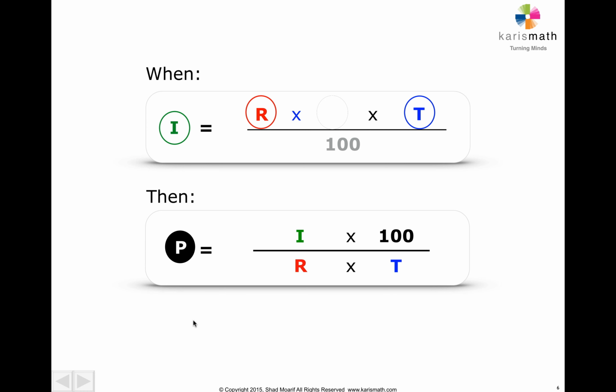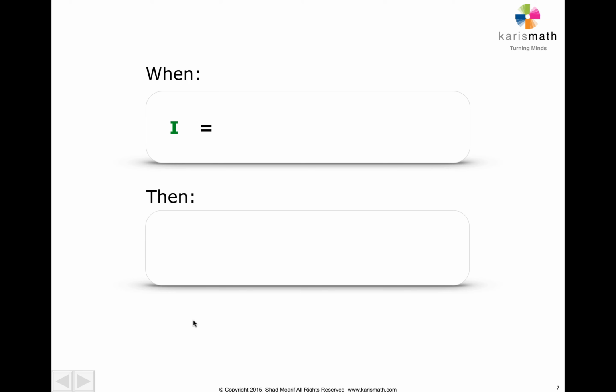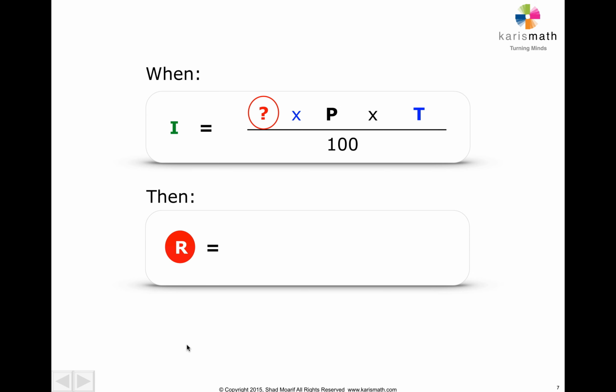Now, let's do a challenge. Let's follow the same pattern, and logically, what would you do if I were to ask you, what is R equal to? If I take R out here, what do you think the answer should be? Following the same kind of pattern, the logic of the pattern. You'll do I times 100, the same as before, and you just put whatever is left below, P times T. There you go.